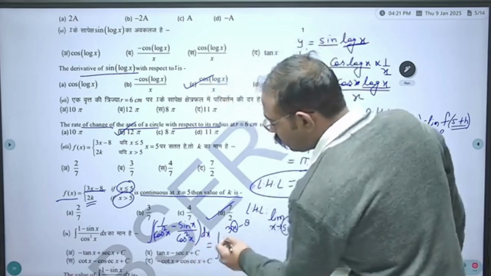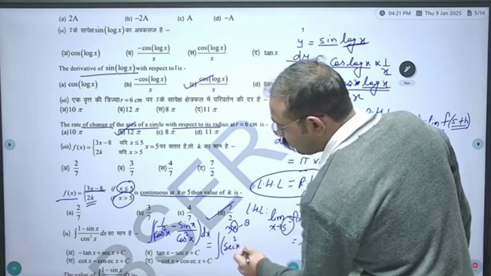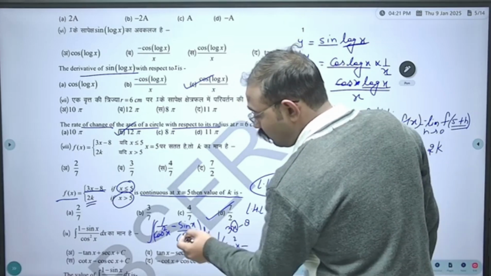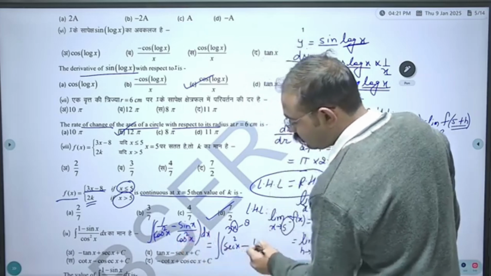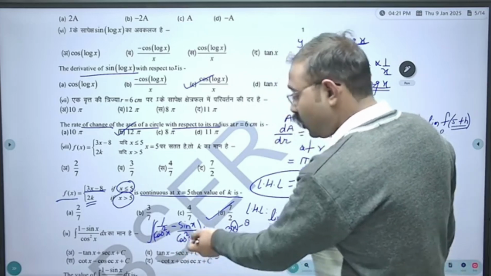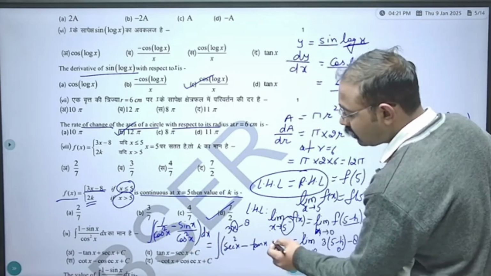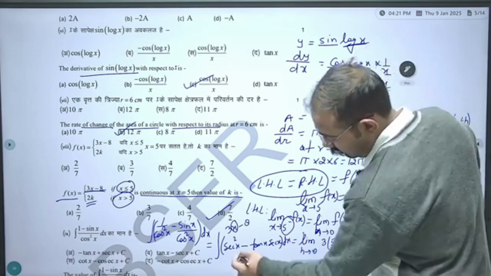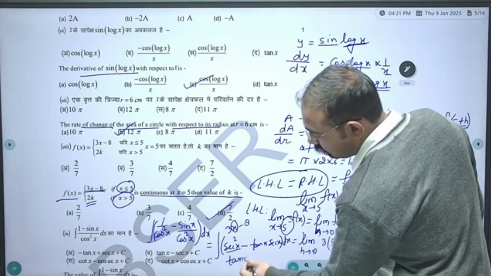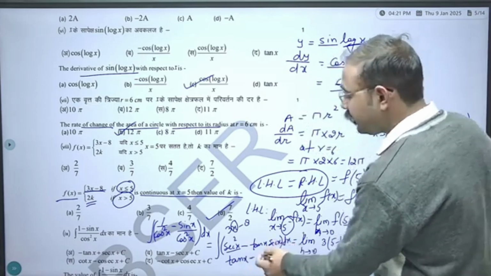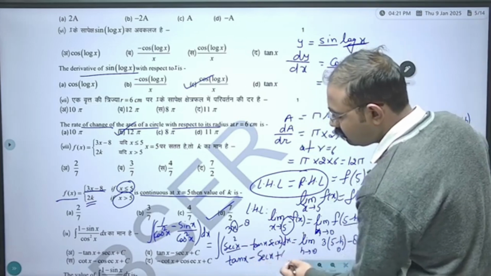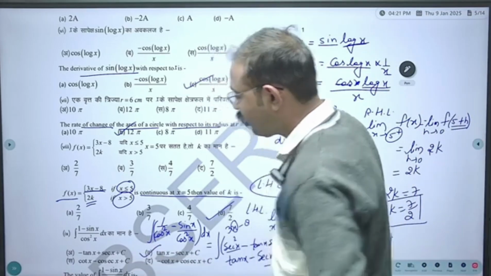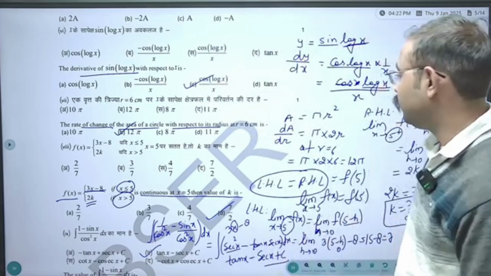Integration of 1 upon cos square x minus sin x upon cos square x. Here we have cos square x, and sin x upon cos x will be tan x. In the denominator we have one more cos x, and 1 upon cos x will be sec x. Now integration of sec square x minus integration of sec x tan x will be tan x minus sec x plus c. This is our integration. So option B is our correct answer.